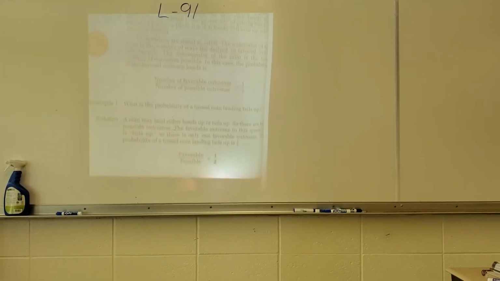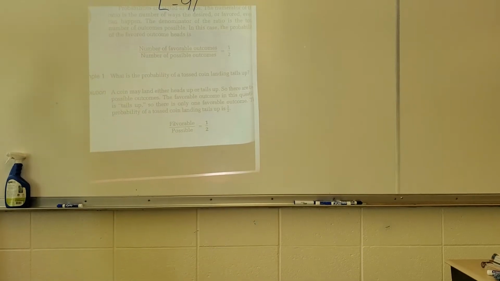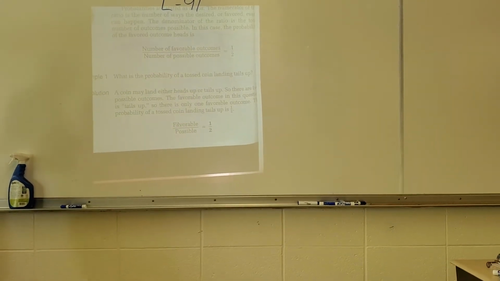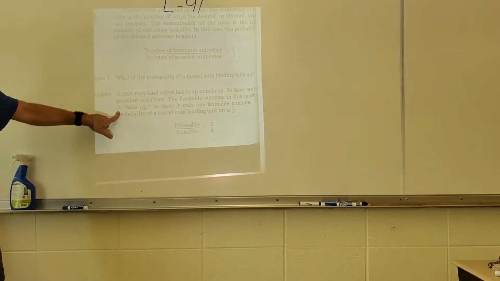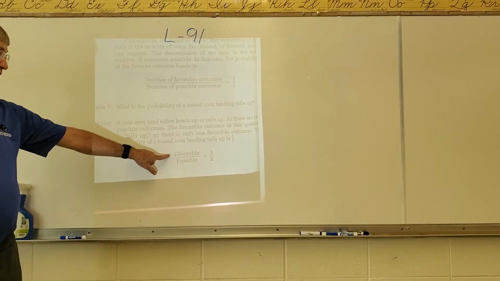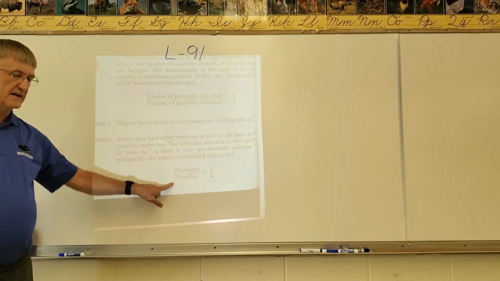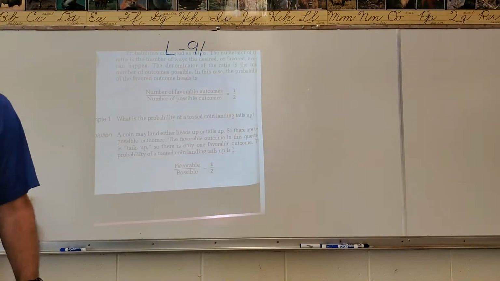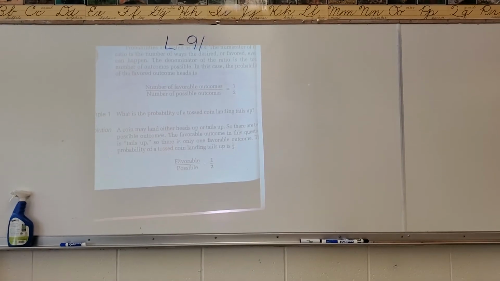Let's slide it up. Example 1. What is the probability of a tossed coin landing tails up? 1 out of 2. The favorable outcome in the question is tails up. Favorable is what you're choosing. Possible is what the choices are. Now let's go ahead and go to the next section.